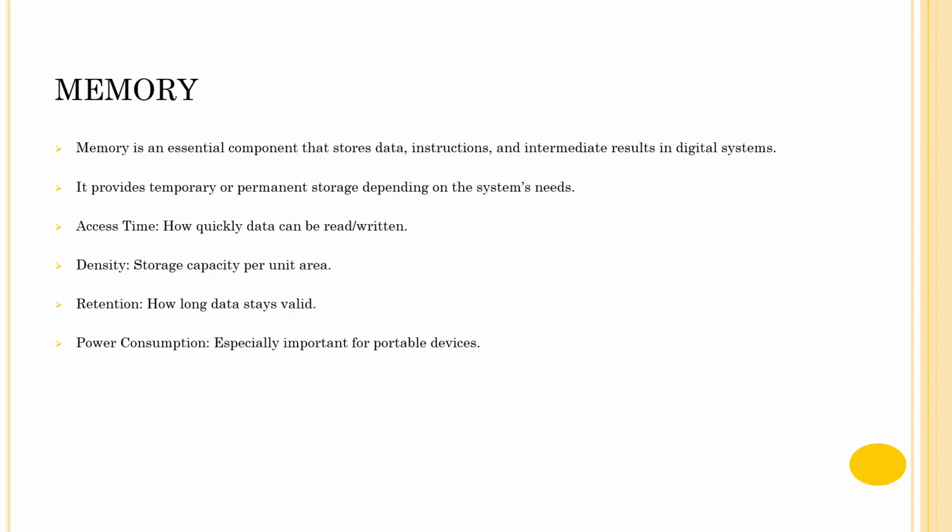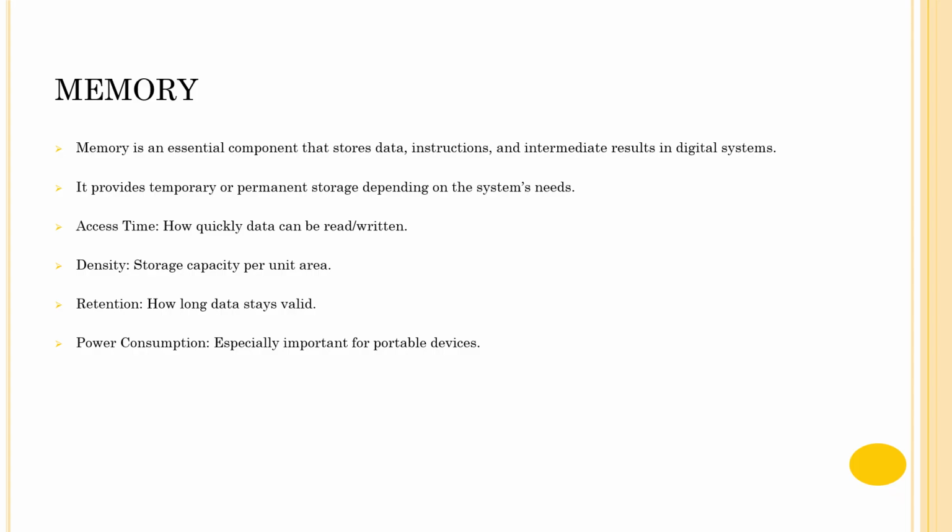Now, let's talk about one of the most important parts of any digital system, which is memory. Because without memory, even the most powerful chip would not know what to do next. So, what exactly is memory in digital electronics? It's the component that stores data, instructions, and intermediate results that your system needs while processing. Depending on the type, it can either hold data temporarily or permanently. In short, memory gives your chip a brain.